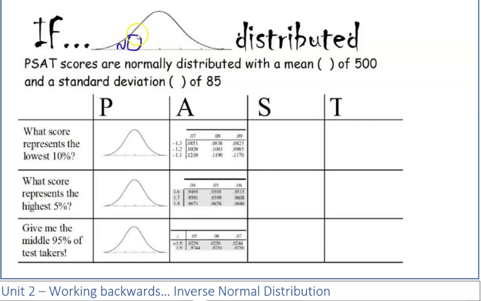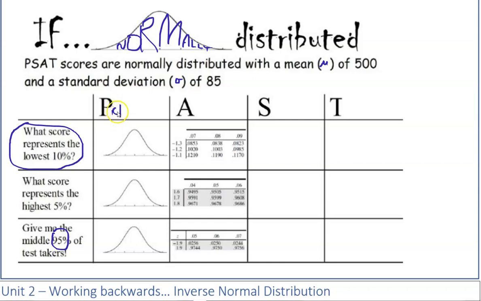And you know what? The first condition here is that things are normally distributed. And yes, I still have my mouse handling issues, but doing pretty good. Normally distributed. Well, if they are normally distributed, you've got a mean of 500 and a standard deviation sigma of 85, then you can answer questions like this. What score represents the lowest 10%? Represents the highest 5%? Give you the middle 95% of test takers. Ooh, I wonder if I could use empirical rule on that one, probably. But anyway, we're going to focus in on this.